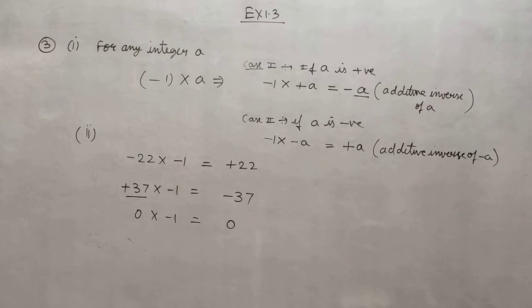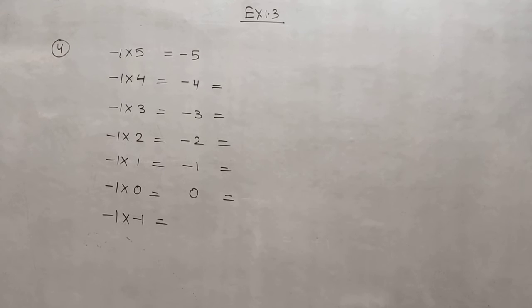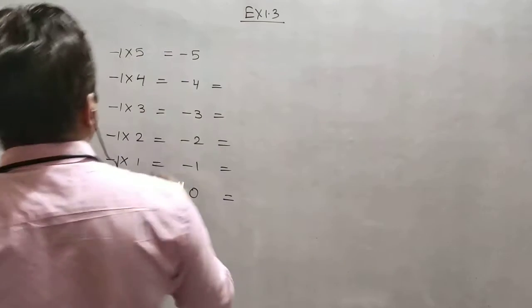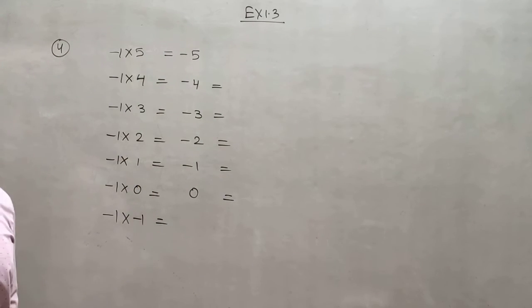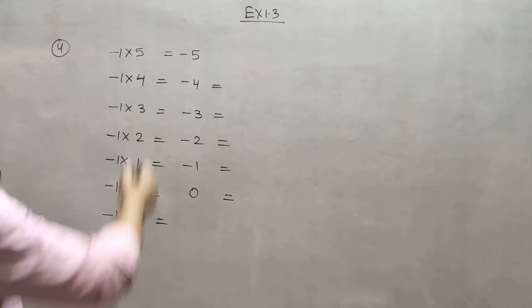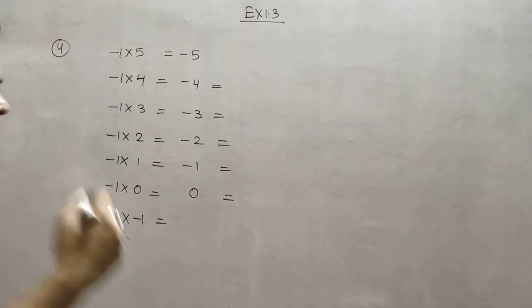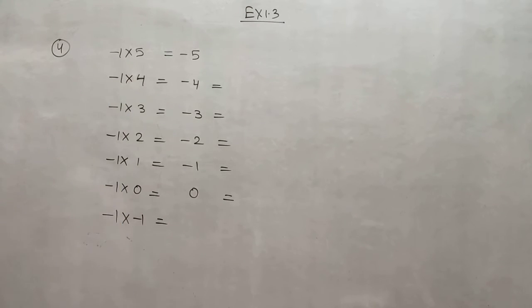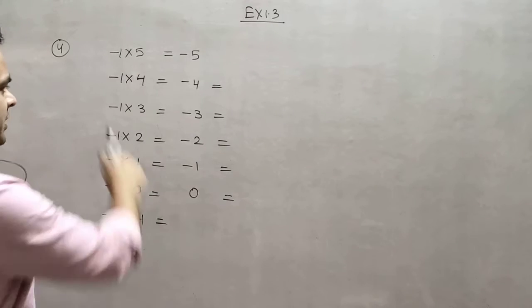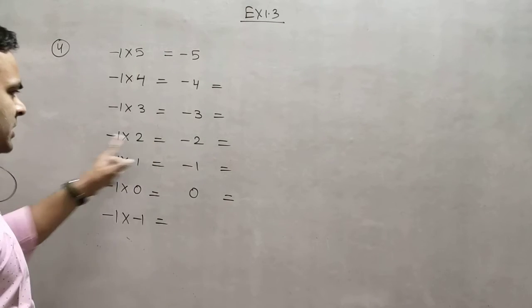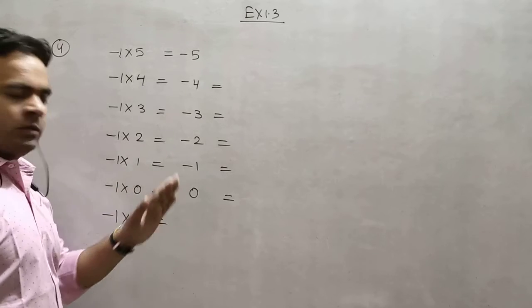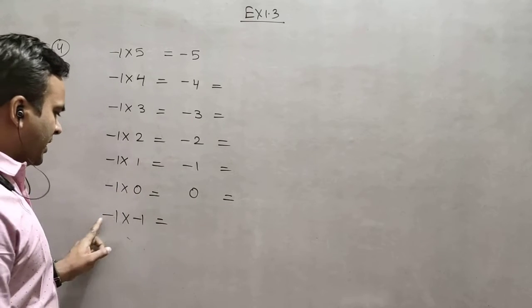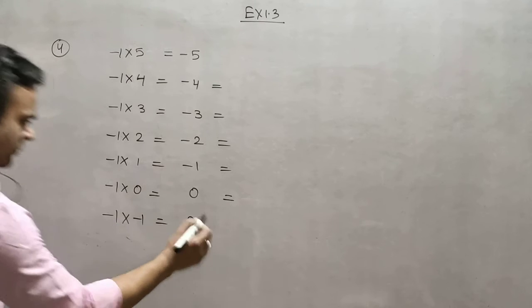Now we will see the second question, the fourth sum. This is question number 4: minus 1 into 5. We know that it is minus 5. The question says you have to multiply in the same way, in decreasing order. Minus 1 into 4 gives minus 4. Minus 1 into 3, minus 3. Minus 1 into 2, minus 2. Minus 1 into 1, minus 1. Minus 1 into 0.